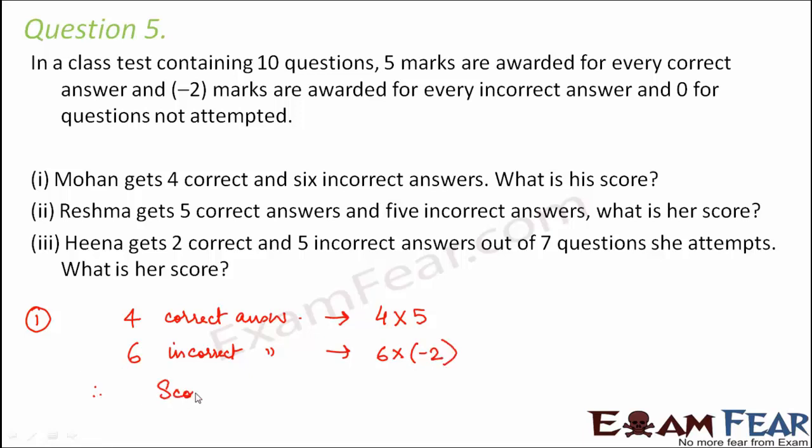Therefore, the total score of Mohan would be 4 into 5, that is the correct answer score, plus the incorrect answer score. So this would be 20 minus 12, which is equal to 8. Therefore, Mohan's score would be 8.